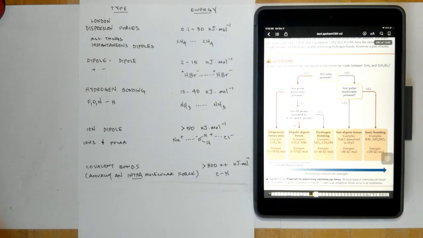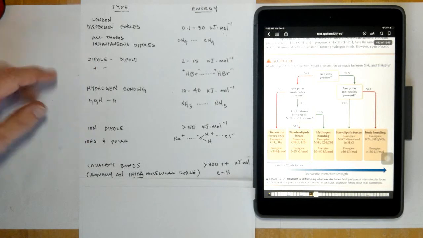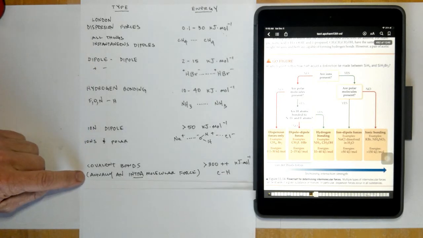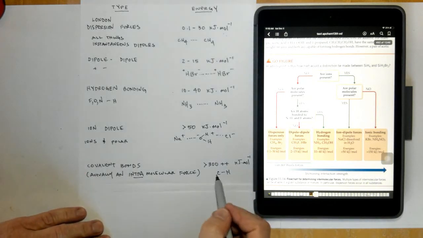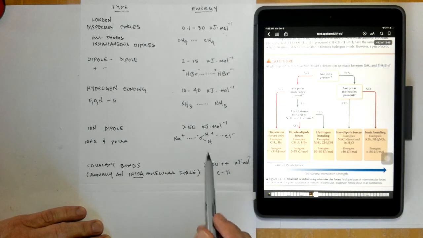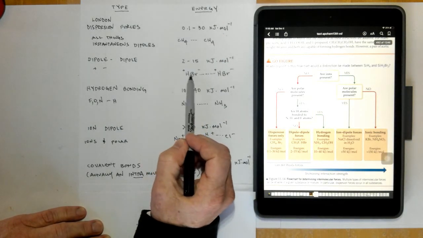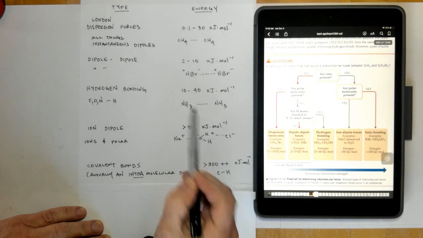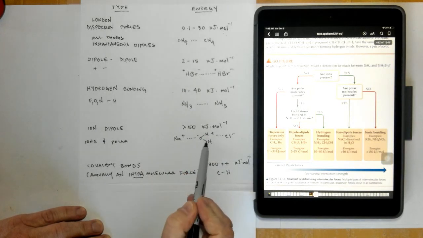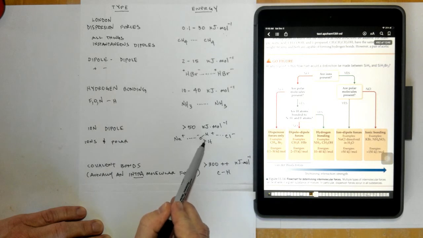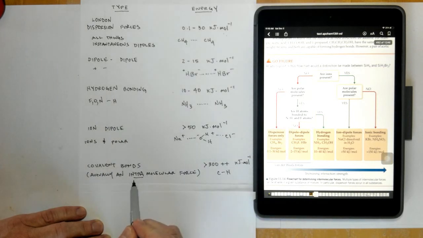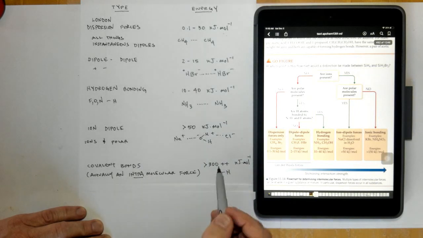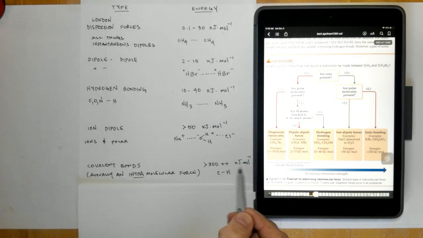All right, just for comparison, now this is not an intermolecular force, but an intramolecular force: a covalent bond. A covalent bond would be between carbon and hydrogen, or between a hydrogen and a bromine inside of this molecule, or between a nitrogen and a hydrogen. This OH bond right here would be a covalent bond. So it's actually an intramolecular force. But the only reason I put it on here is to give the numerical value. These are 300 plus kilojoules per mole.